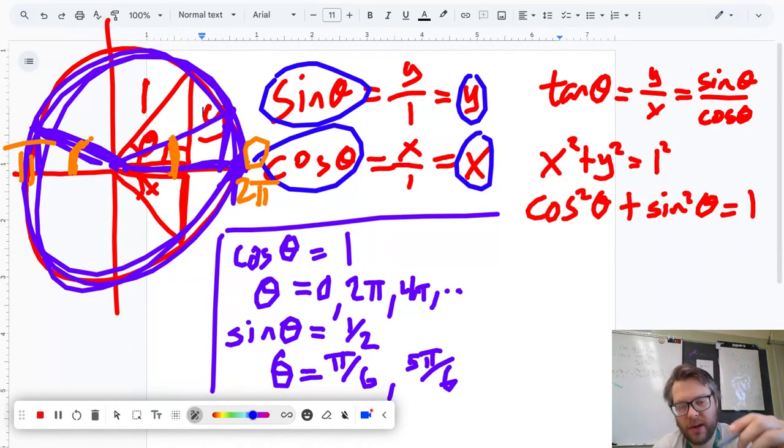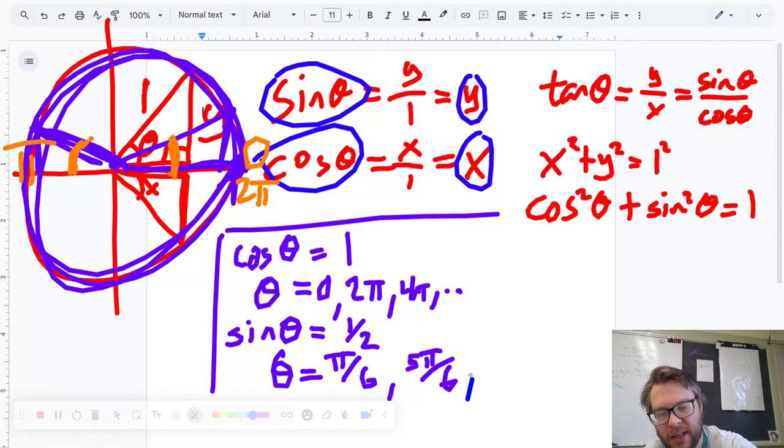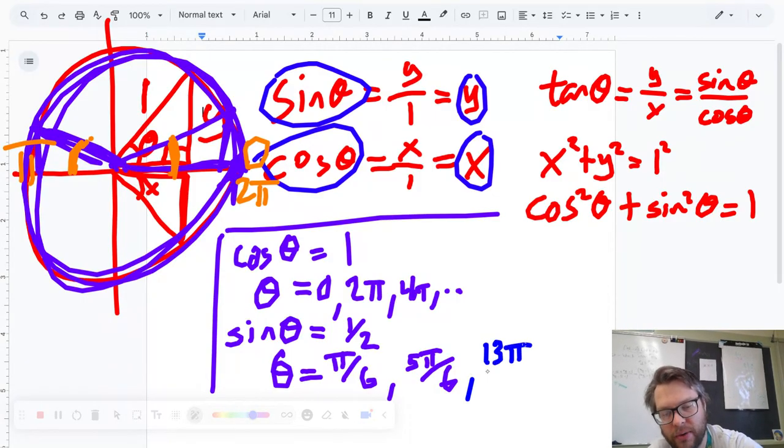And each time I go around the circle, I'm adding 2 pi. So think about fractions. 2 is the same as 12 over 6. 12 sixths is the same as 2. So I'm going to take each of my first two solutions and add 12 sixths to it. So 13, because I did 1 plus 12, and 17, because I did 5 plus 12.